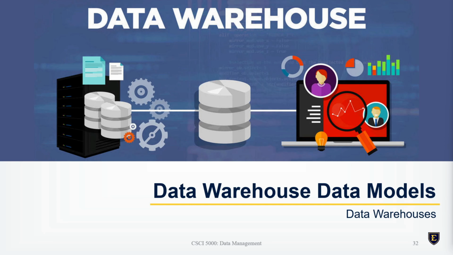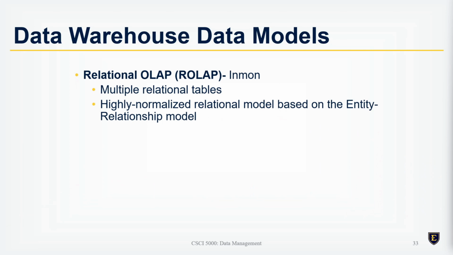So now that we know how to extract, transform, and load data, we need to look at what types of systems we can load that data into for a data warehouse. There are several different options for designing data warehouses through different models. The first that we'll look at is relational OLAP, or ROLAP.